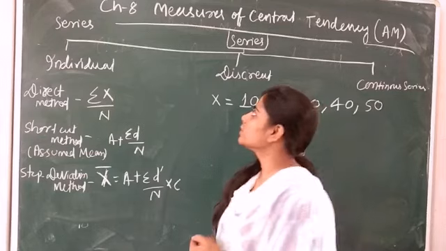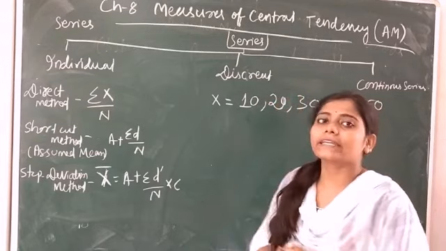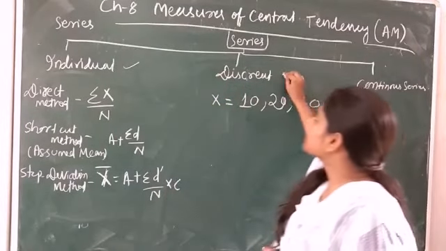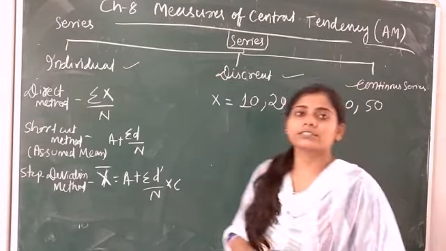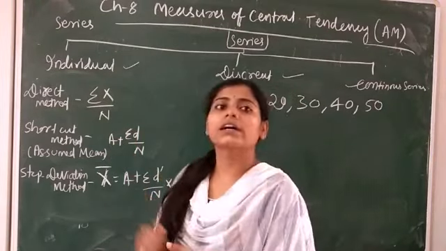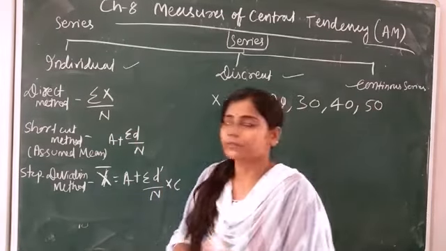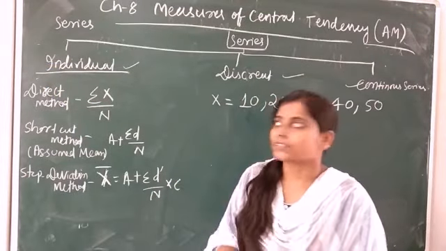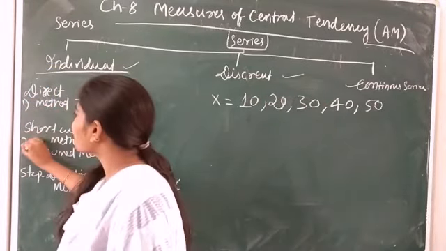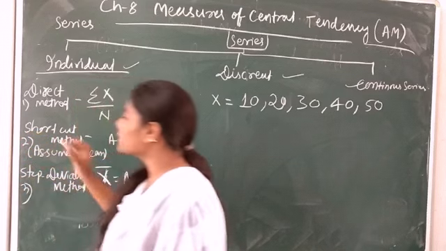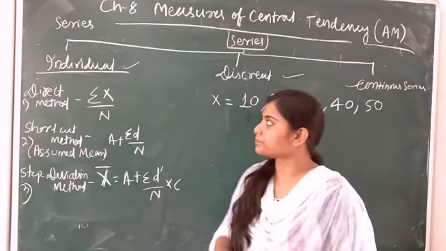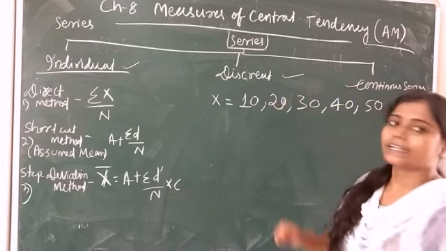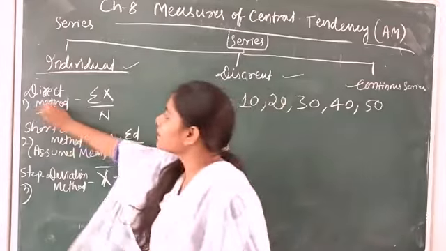Let's start our class. Basically the arithmetic mean is divided into three series: one is individual series, discrete series and continuous series. First we discuss the problems related to the individual series. All the series have three methods: one is the direct method, the shortcut method or assumed mean method, and the last is the step deviation method. We will discuss these methods in one example. The first method is the direct method.